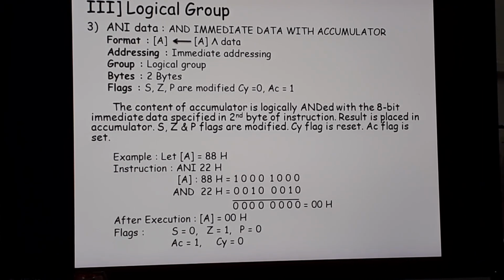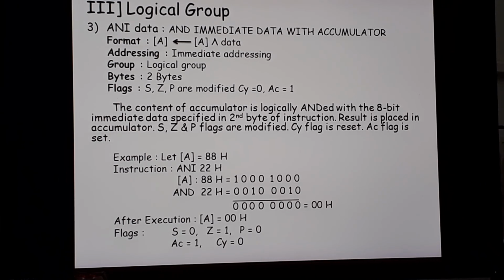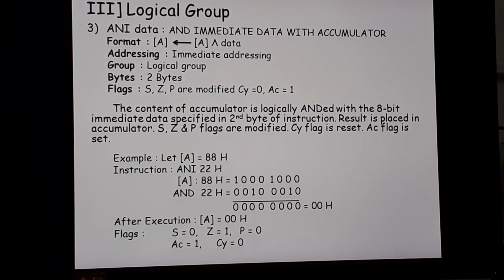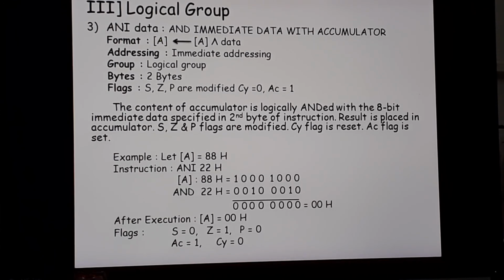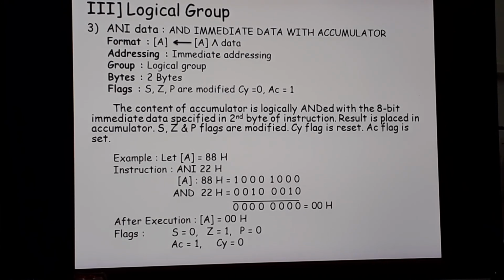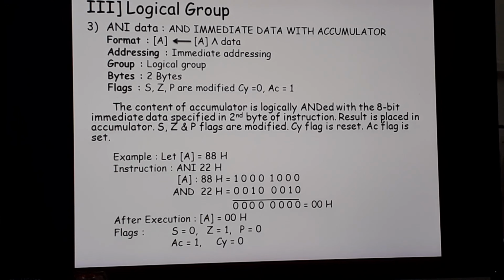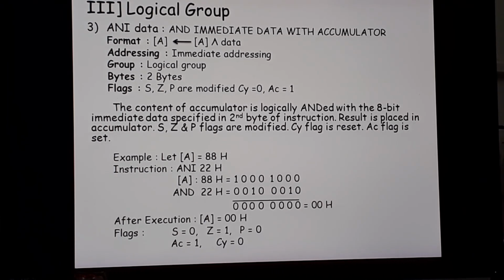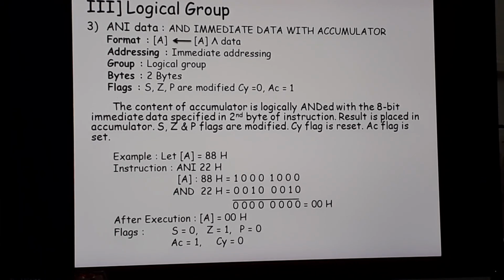Okay, so the third instruction in this particular video that we have is ANI data. So ANI data, which stands for AND immediate data with the accumulator. The I stands for immediate data. So hence it will follow immediate addressing mode. Format will be A, ANDing with data and the arrow towards A. So the result will be stored in A.